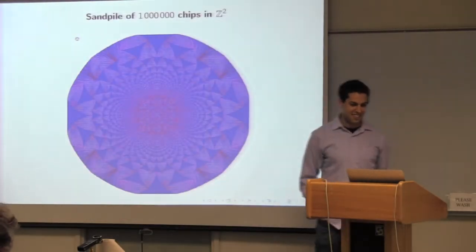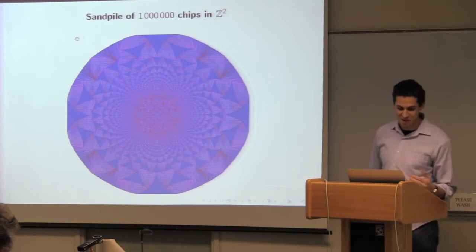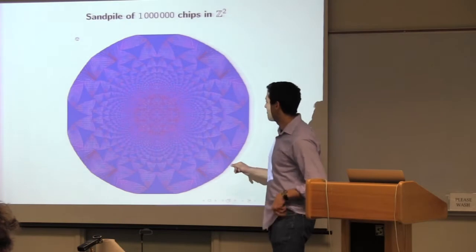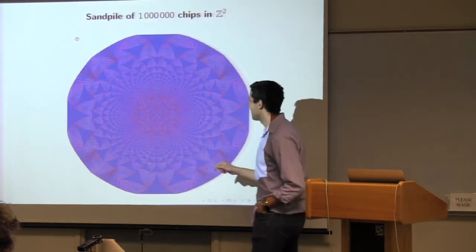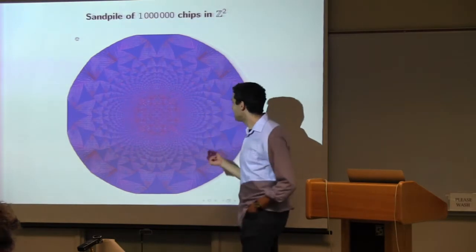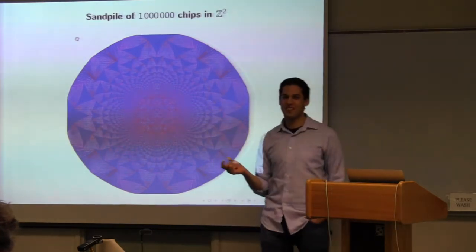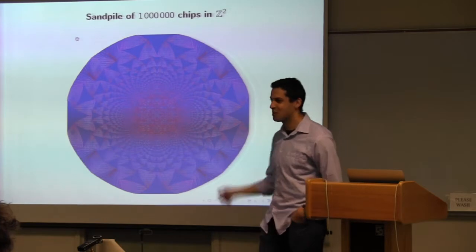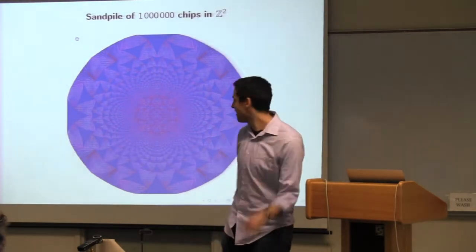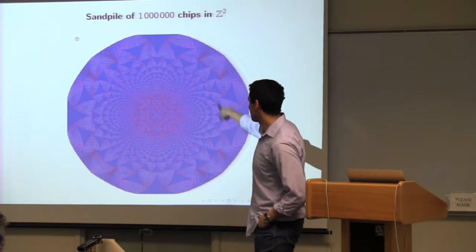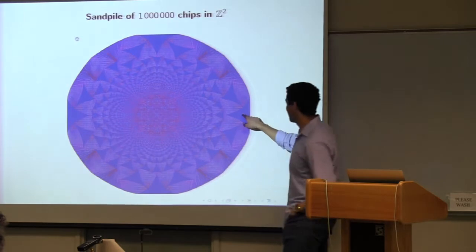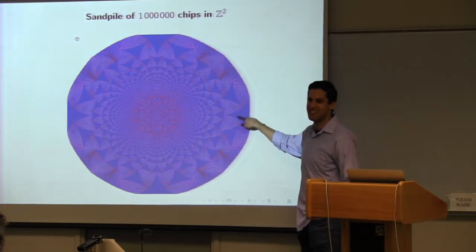Okay, here's an example of what I mean by pattern formation. This is a sandpile of 1,000,000 chips in the square grid, all started at the origin, and each pixel in the picture corresponds to a site in the square grid, and it's colored according to the final stable configuration, how many chips remain there. So there are 4 pixel colors in this picture. For example, this blue color means that there are 3 chips at every site in this blue region.